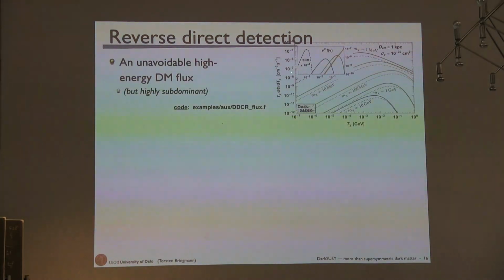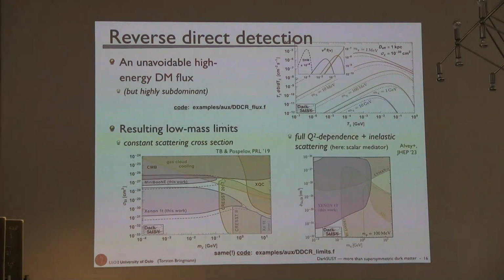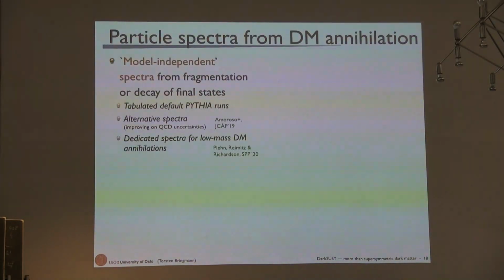This is the standard halo model, the velocity dispersion of dark matter particles as a function of the velocity. And then you have these small additional contributions at very high velocities. You can compute all that with DarkSUSY, and also including, like now in the newest version, arbitrary matrix elements, not just contact interactions like in the first example here, inelastic scattering events and so on.